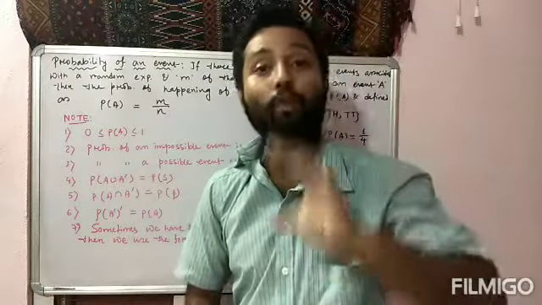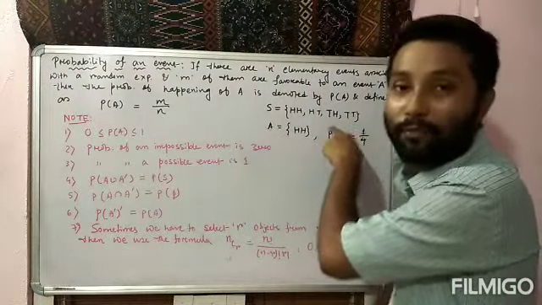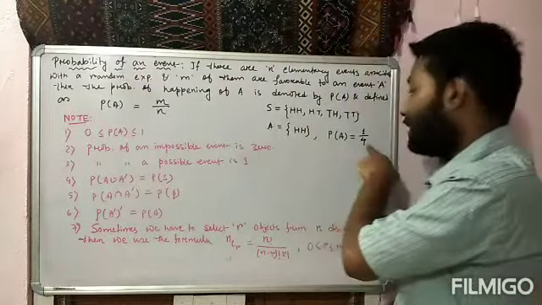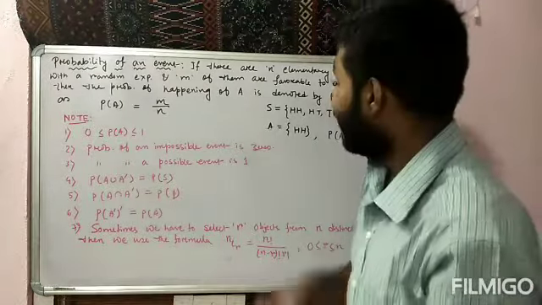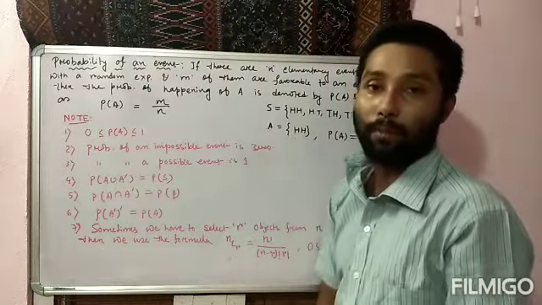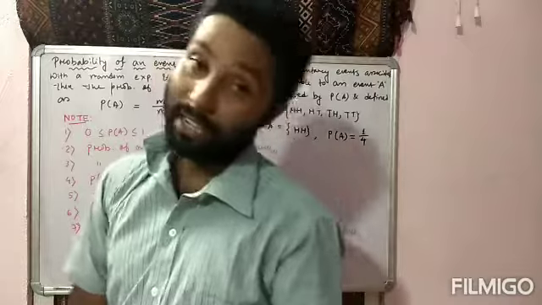Favorable case by total number of cases. So total number of cases means we get from the sample space. There are 4 sample points. That's why 4 came in the denominator. Why 1 in the numerator? Because in that event there is only 1 sample point. Right? So this is all about the definition of probability of an event.